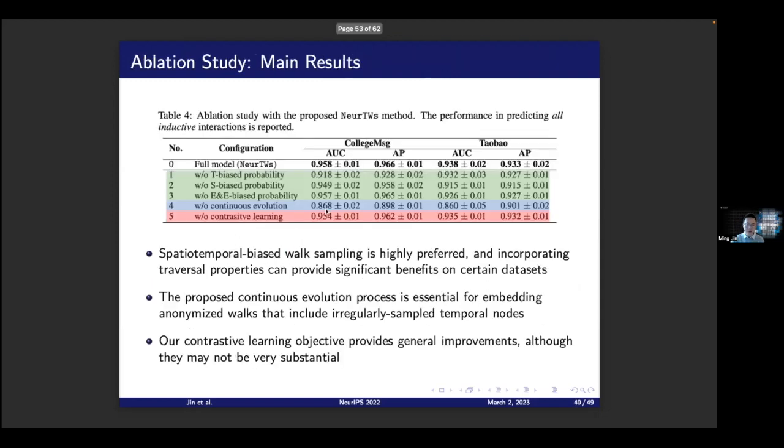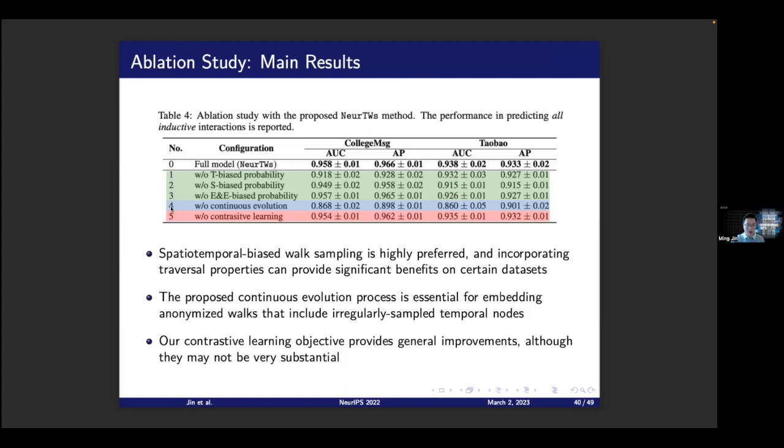Okay. And here is the ablation result. From the results in the green area, which is related to walk sampling, we have this takeaway conclusion: the spatial-temporal biased walk sampling is highly preferred in most of the cases. Considering the traversal properties, such a trade-off may help in some cases, but in other datasets, for example CollegeMsg, you can see the gap is not big. But on some datasets like Taobao, you can see this kind of exploitation and exploration trade-off can help. The gap here is quite significant.